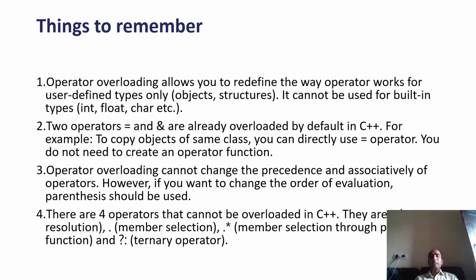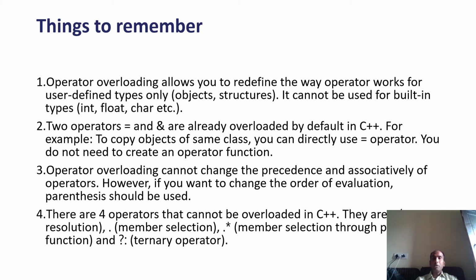So these are the things that you need to remember while you are performing operator overloading. Operator overloading always allows you to redefine the way an operator works for the user defined type only. It cannot be used for built-in types. So for integers, you cannot make plus behave as minus. Two operators, equal to and ampersand, are already overloaded by default in C++. For example, to copy an object of the same class, you can directly use the equals to operator. So, I said, the copy constructor is given by default by C++.